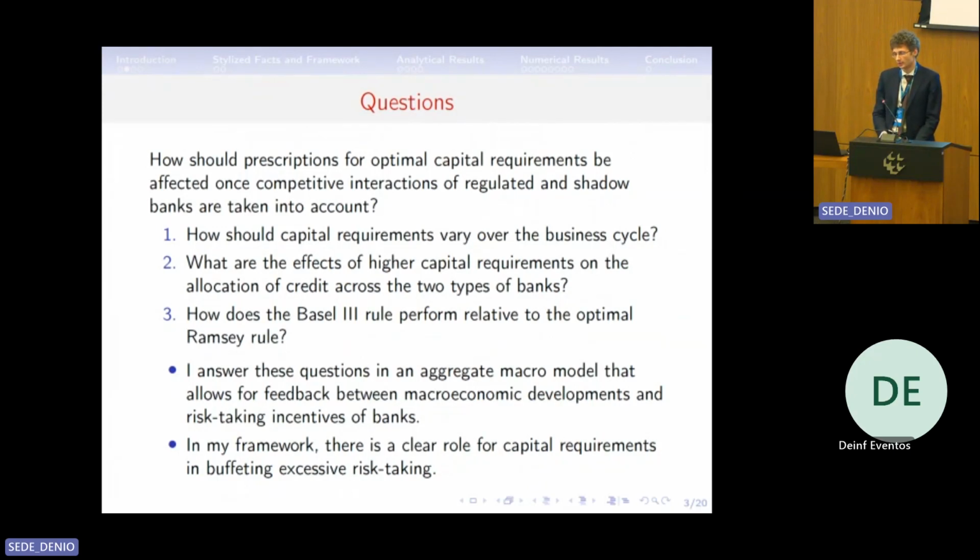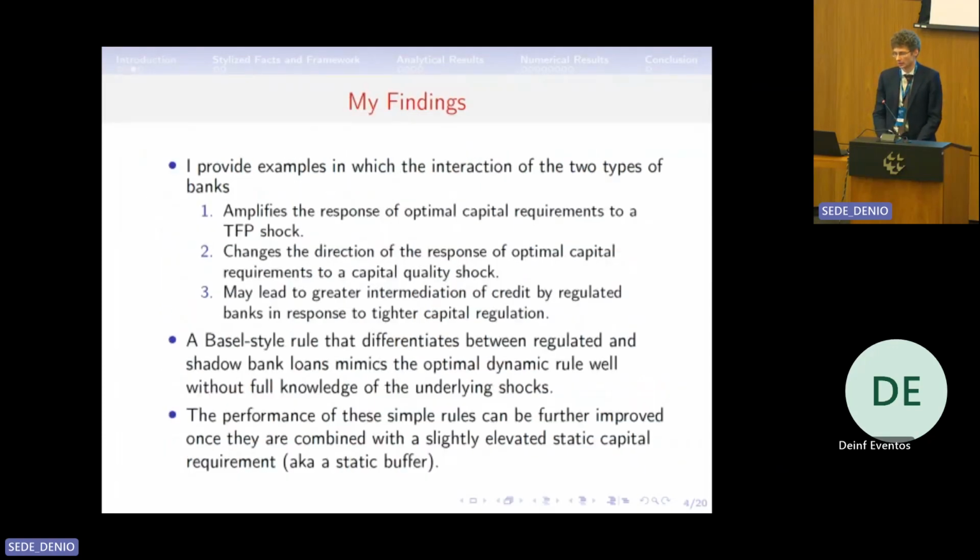I develop an aggregate macroeconomic model that allows for feedback between macroeconomic developments and risk-taking incentives of banks. Here, risk-taking incentives are endogenous, and in my framework, there is a clear role of capital requirements in dealing with excessive risk-taking incentives.